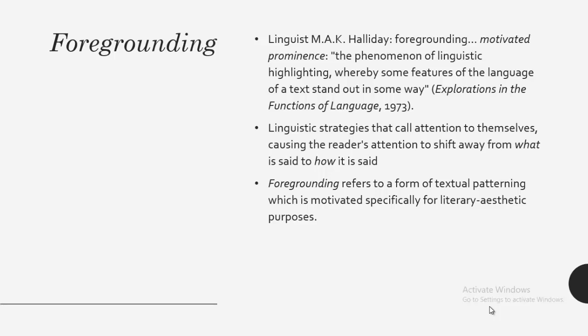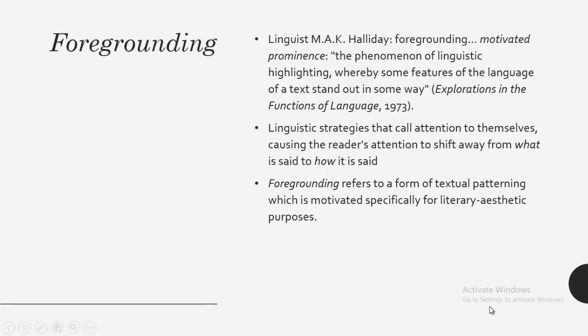And a definition we have here is by Paul Simpson, whose book I have already uploaded in the reading materials. He says foregrounding refers to a form of textual patterning. A writer gives a specific pattern to his text in such a way that is motivated specifically for literary aesthetic purposes. Earlier you saw that Halliday defines it as motivated prominence.